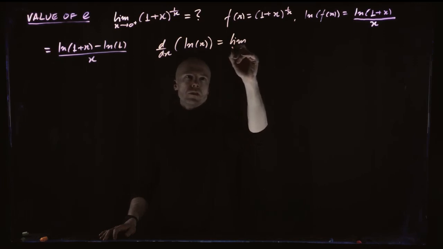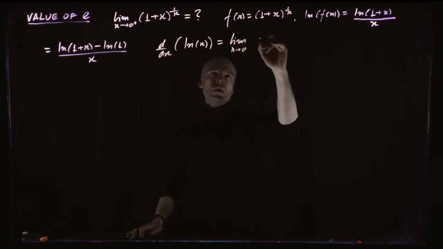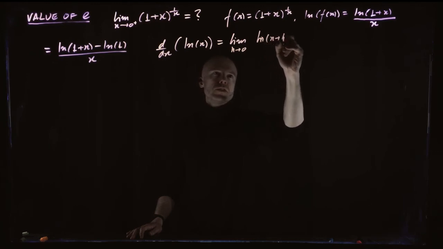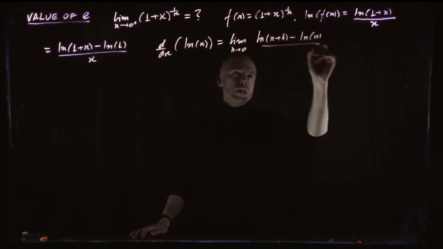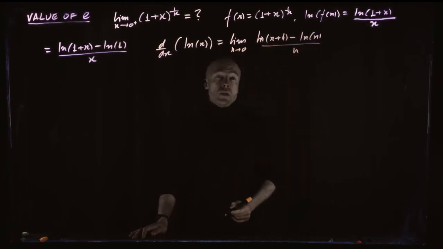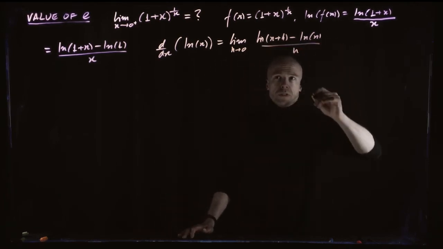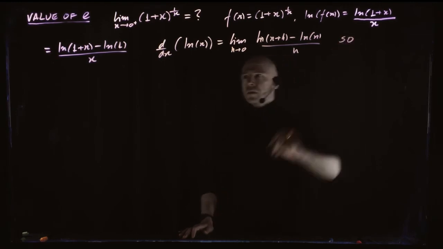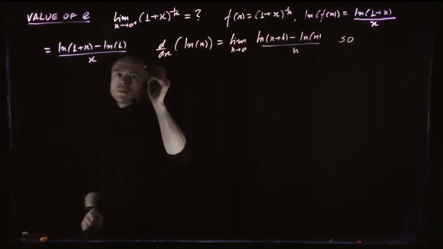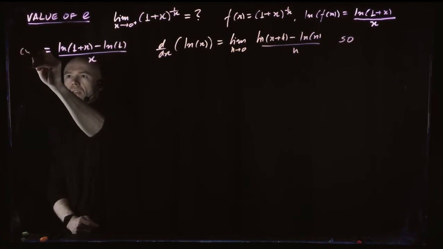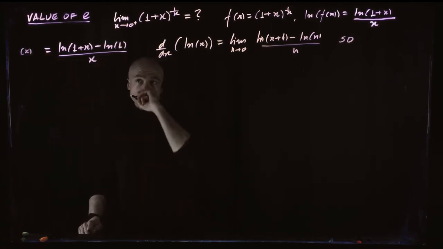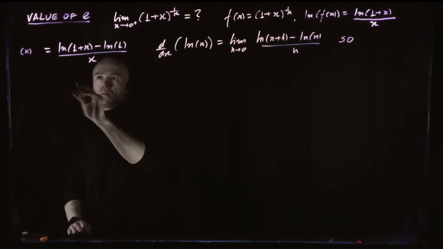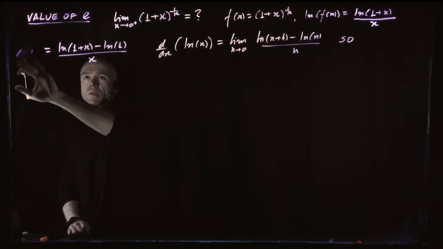Okay, let me just write this. This thing is log of x plus h minus log of x over h, right? That's the definition of the derivative. So this thing, well, this thing star, so forget about that. I'll write this.